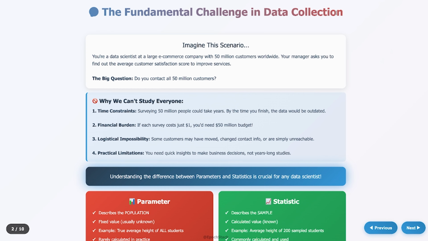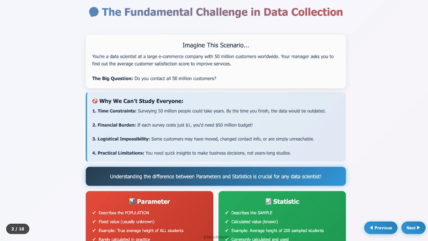The second is the financial burden. In order to collect feedback from every customer, you have to roll out a survey, and that will cost you. So that is a financial burden. The third is logistical impossibility. For example, some of the customers might have changed their contact info, or they are unreachable, or they have left the platform. So that is a logistical impossibility.